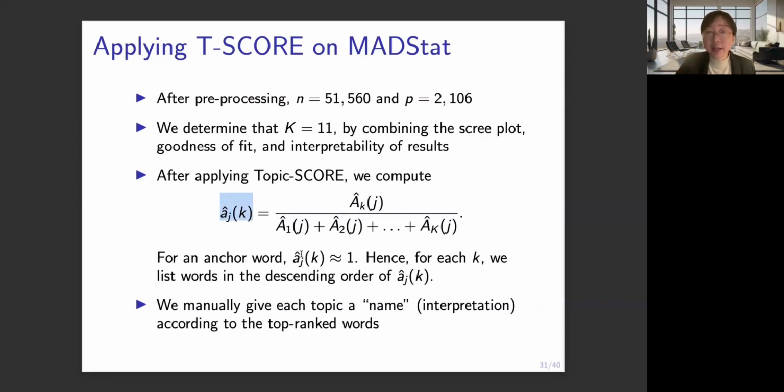If a word is an anchor word, then this vector has only one non-zero entry, that is 1. So for each topic we fix, we can arrange the words in the descending order of this A hat JK. The top-ranked words will be the anchor words for each topic. Now we can use these anchor words to give names to each topic.